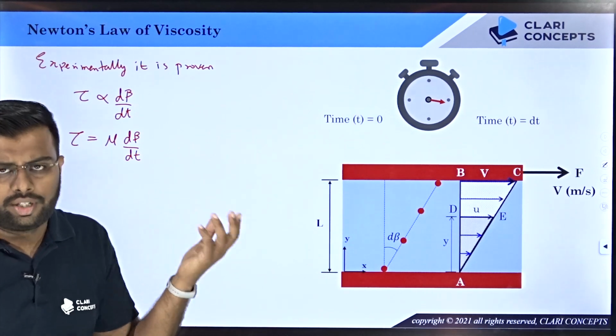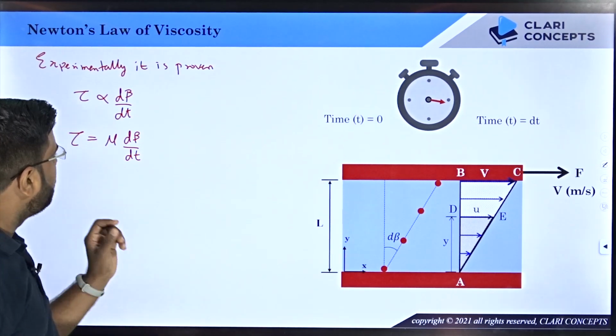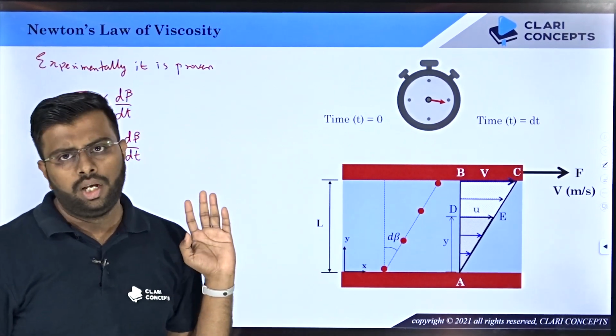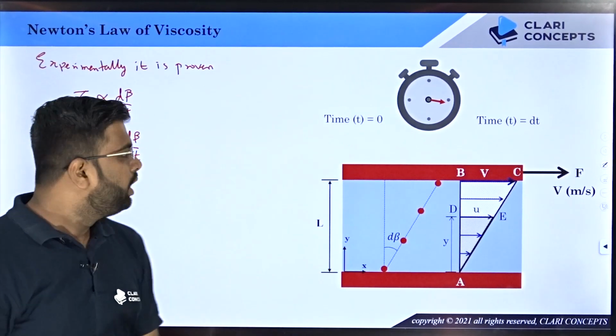and he said that this viscosity mu is also known as dynamic viscosity, many a times. So don't get confused in that. So mu is the proportionality constant which refers to the fluid property called viscosity, and that refers to the resistance offered by the fluid.